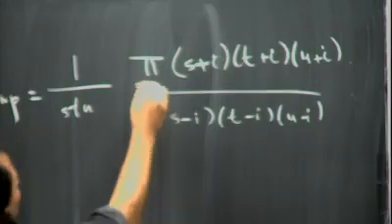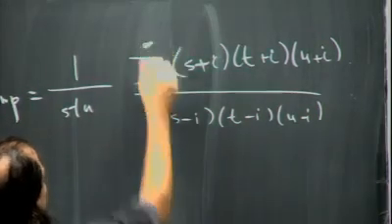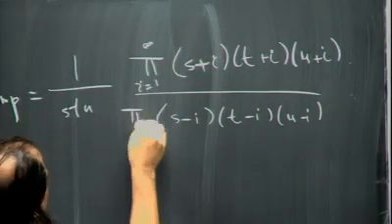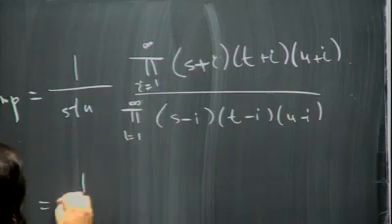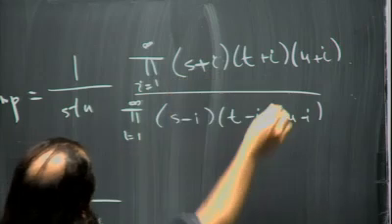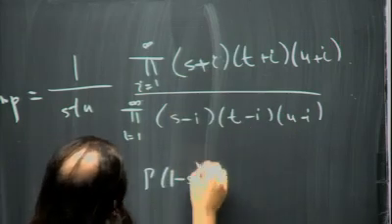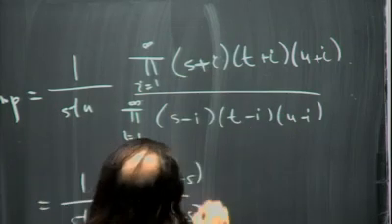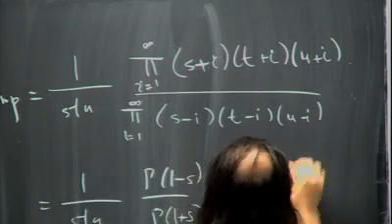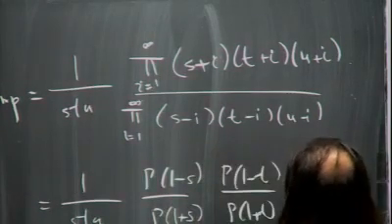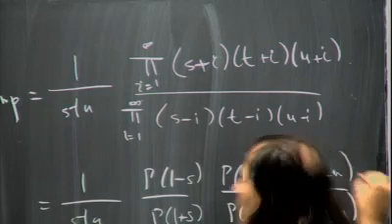The product over all I equals 1 to infinity. Okay. And this is precisely 1 over STU. This is exactly gamma of 1 minus S over gamma of 1 plus S, gamma of 1 minus T over gamma of 1 plus T, gamma of 1 minus U over gamma of 1 plus U. Okay?